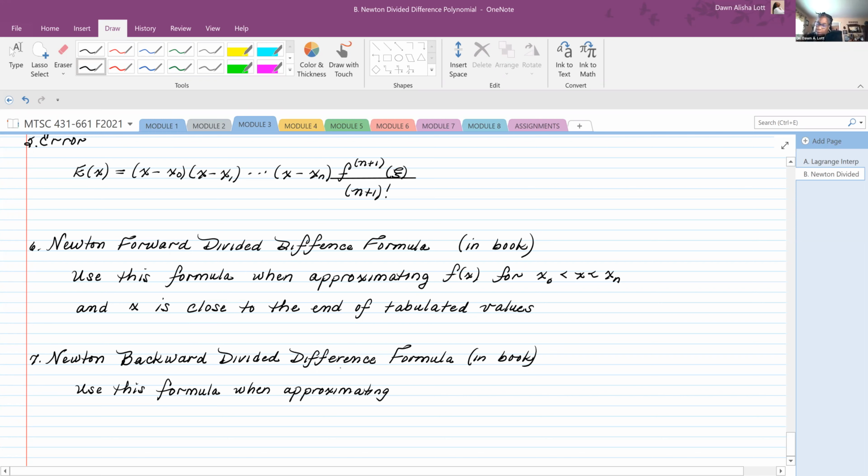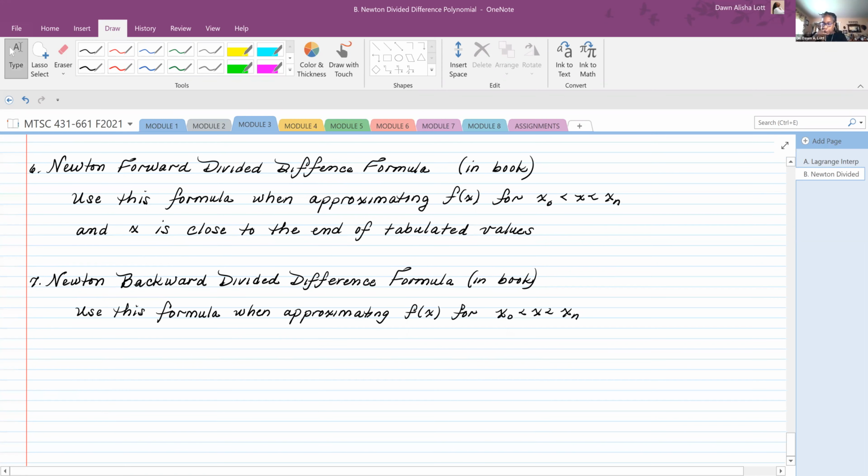When you're approximating f of x, again, x0 is still in between there, but x is now close to the beginning of the tabulated values.